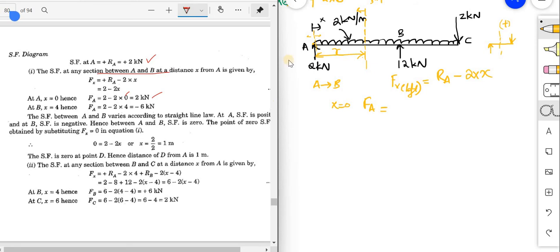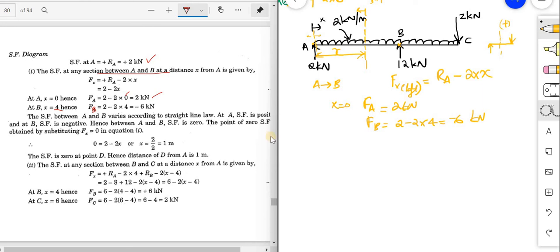Now at X equal to 4, that is at B, I am substituting. This is FB. FB is equal to 2 minus 2 into X. Instead of X I am substituting 4, which means this point. So here it is 2 kilonewton, then FB is 2 minus 2 into 4, which I am getting as minus 6 kilonewton. So I have obtained the shear force at this point also. So FA is 2 and FB is minus 6.